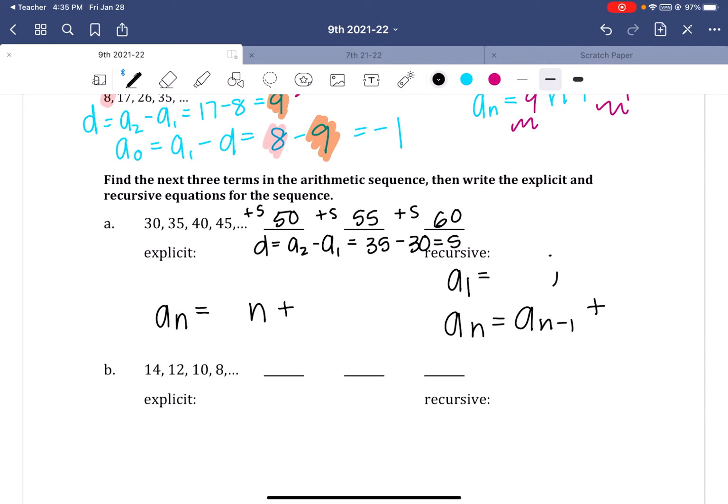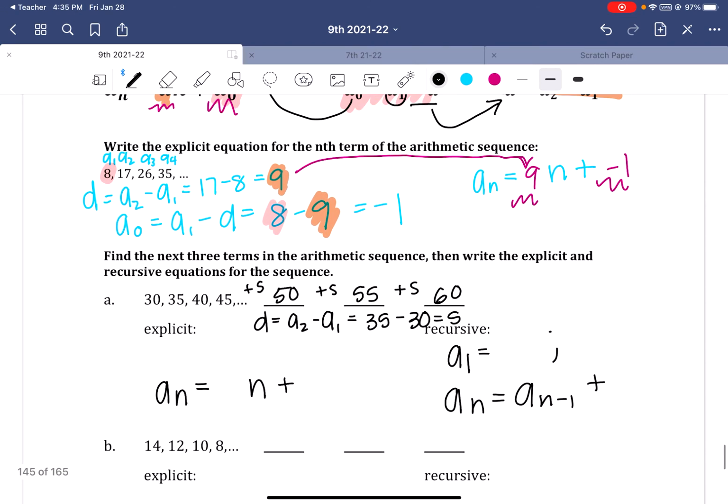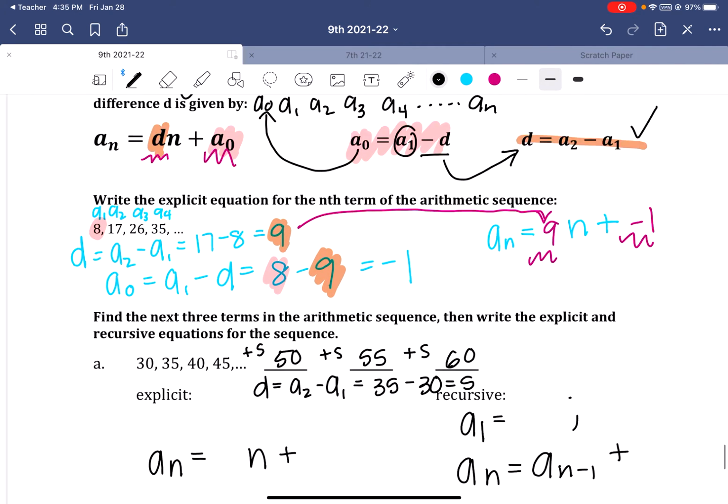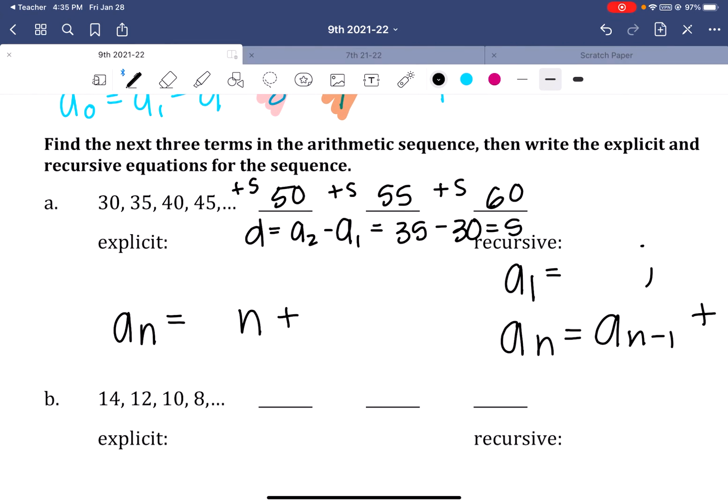Alrighty, now what we need to find is our A naught, because we need that for our explicit. If you come up here, you can see that you'll need your A naught. So what is the opposite? I want you to think for a second to yourself. What is the opposite of adding 5? I hope you got it. It is minusing 5. So what we're going to need to do is 30 minus 5. That will give us our A naught, our beginning term, and that is 25.